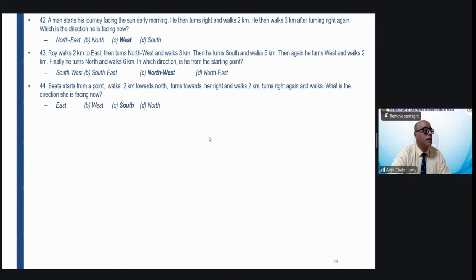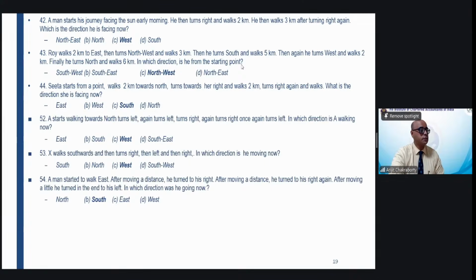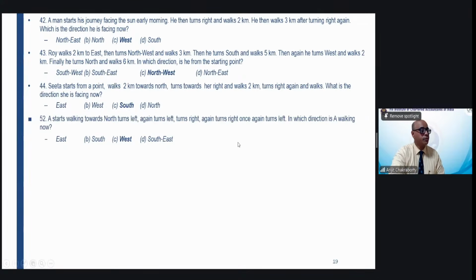Okay, 44th question. Sita starts from a point, walks 2 kilometers towards north. Turns towards the right and walks 2 kilometers. Turns right again. So now north and then right, so east. Walks 2 kilometers. Turns right again, now south, and walks. What is the direction she is facing? The 44th question answer is south. I think many of you have got it right. Now we go to the 52nd question.